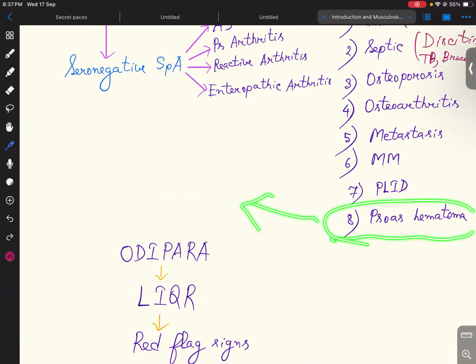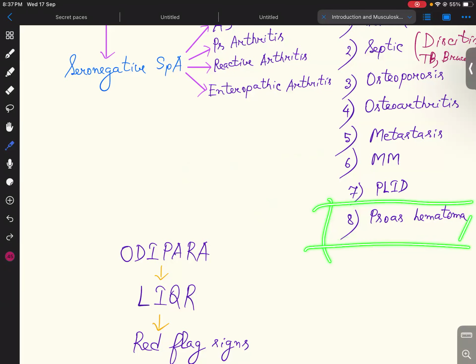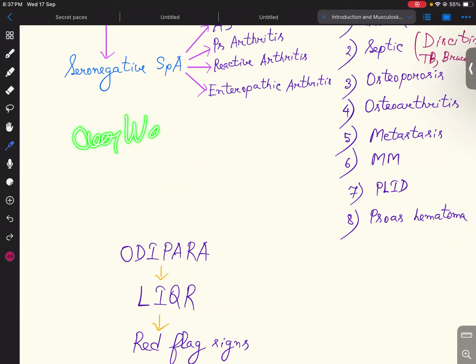Then comes the psoas hematoma. Actually, psoas hematoma comes on the background of valve replacement. So in the past medical history, the patient will tell you that I have a history of mitral valve replacement, and now I am having low back pain. Probably there will be some evidence of warfarin injection.